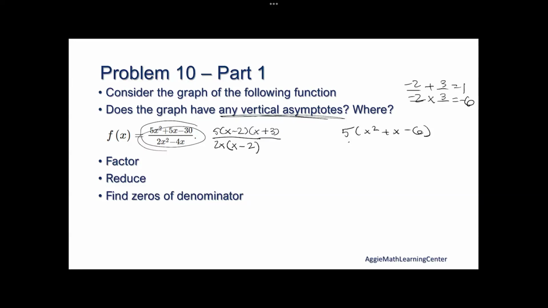We see that the x minus 2 cancels out, so we have a hole at x equals 2, and that still leaves 2x in the denominator. That means we'll have an undefined value at x equals 0, so we have a vertical asymptote at x equals 0.